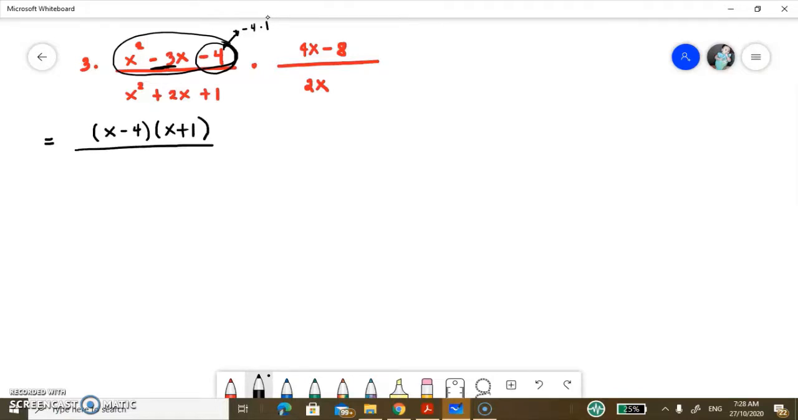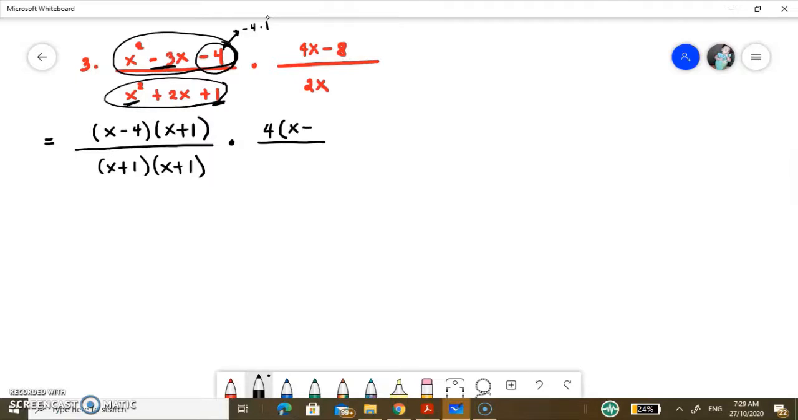And then, for the denominator, na-factor na natin to kanina. That's a perfect square trinomial. So, that's x plus 1 times x plus 1. Okay, get the square root of the first term, the square root of the last term. Then, we write it like this, or you can say x plus 1 the quantity squared. And then for 4x minus 8, so common factor nila is 4. So matitira sa loob ay x minus 2, right?